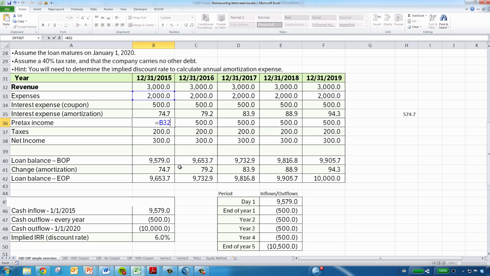Pre-tax income was revenues minus expenses minus interest expense, both the coupon and the amortization. We're going to copy that across. So now taxes reflect both the interest expense, coupon, and amortization payments, getting you down at a 40% tax rate to taxes as illustrated, reducing your net income, and getting you to net income as illustrated. Now notice, just like in the prior exercise, the loan balance is slowly amortizing to that final face value.